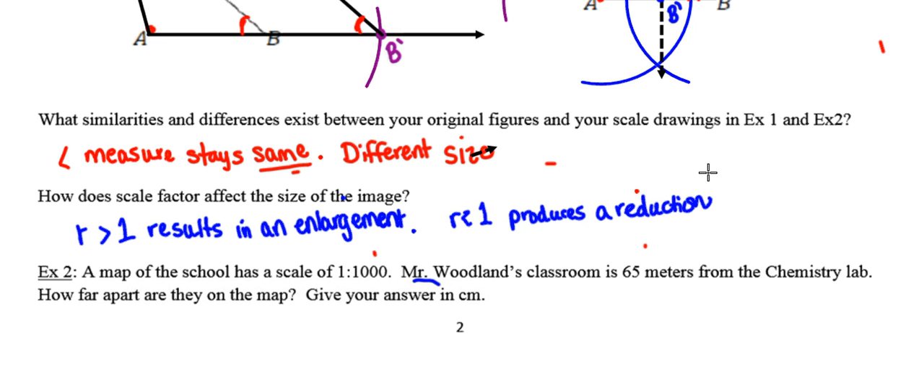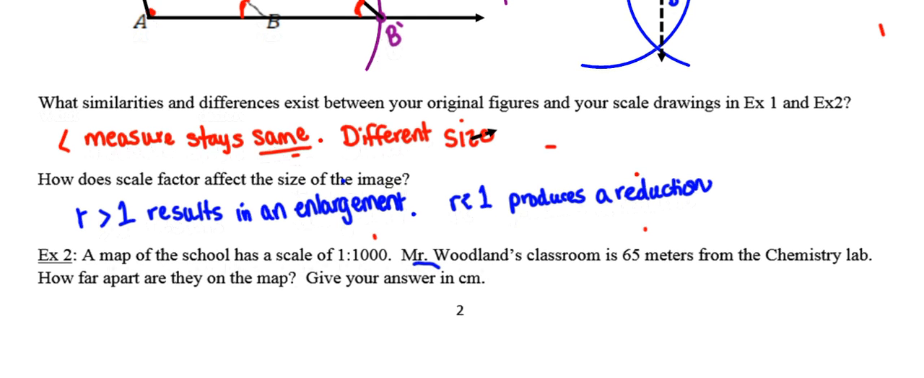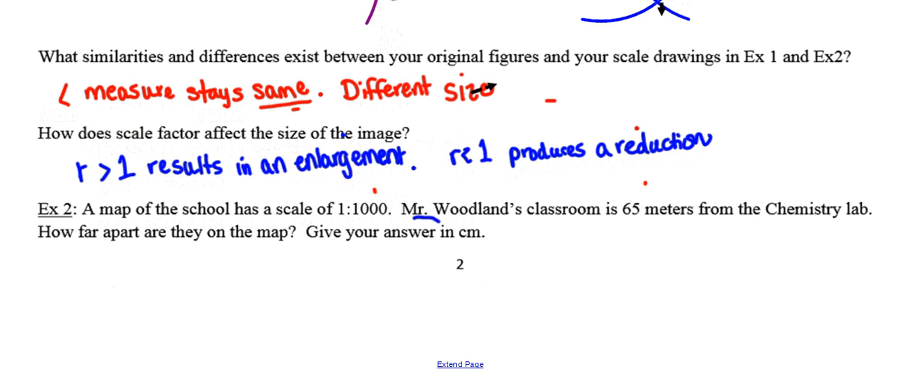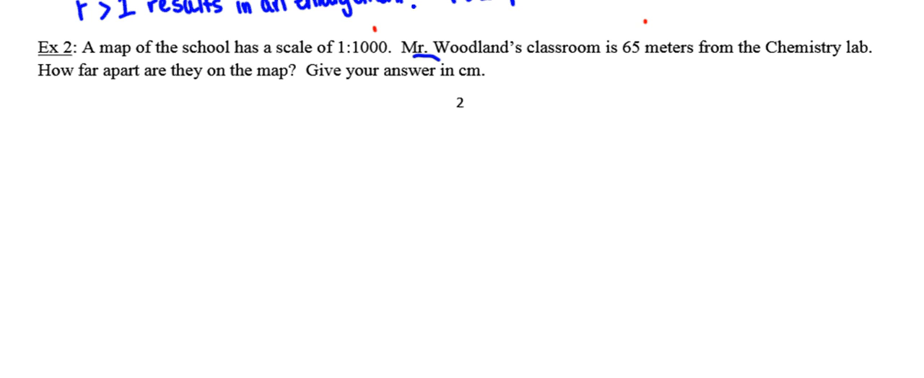Now, one place where scale factors are commonly used is in drawing maps, doing scale drawings, and that's what we're going to take a look at in number 2. Number 2 has to do with a map, and it says we're given this map of the school, and the scale of the map is 1 to 1,000. So what that 1 to 1,000 means is if we compare the length on the map, 1, to the length in the school, 1,000, the ratio we end up with is 1 to 1,000.